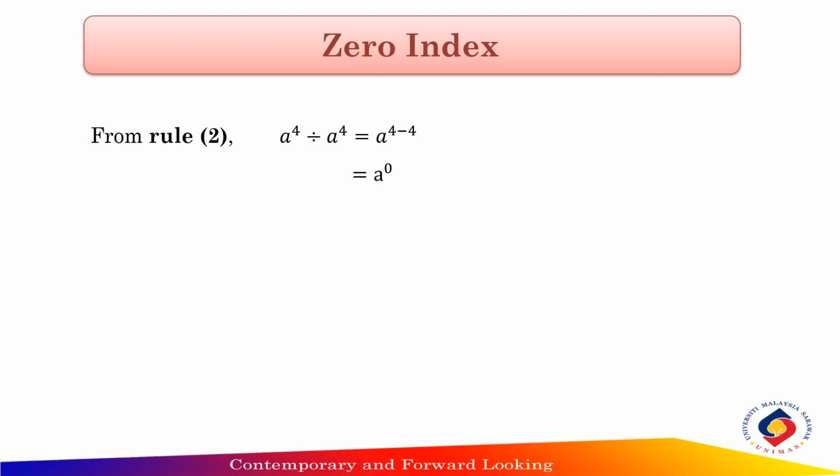Next, zero index. This one comes from rule 2. For example, A to the power of 4 divided by A to the power of 4. From rule 2, when we divide the same base, the powers or indices will be subtracted. So A to the power of 4 minus 4 equals A to the power of 0.